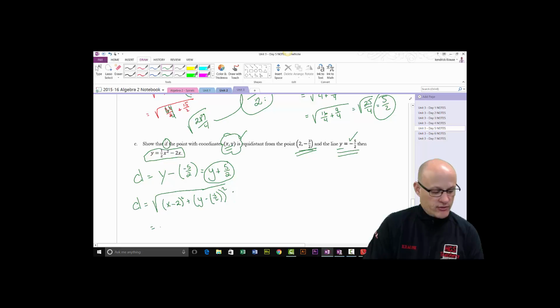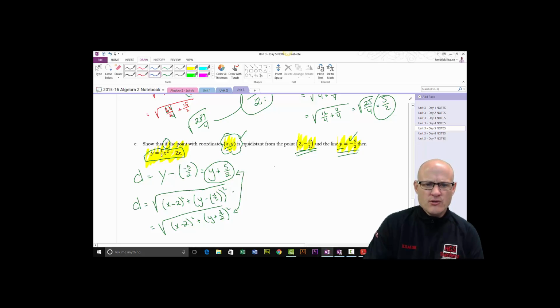So this is just equal to the square root of, let me clean it up a little bit, x minus 2 squared plus y plus 3 over 2 squared. And so if they are equal, we should end up with this parabola right here. If this is the parabola that describes all of the points x, y equal distance from this focus and this directrix, then it's going to turn out to be that parabola right there.